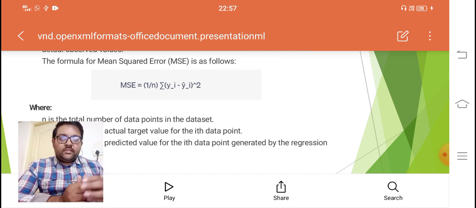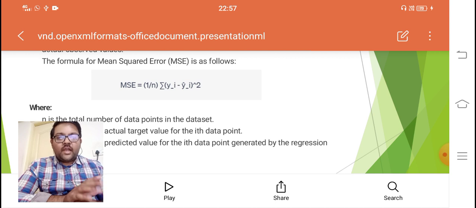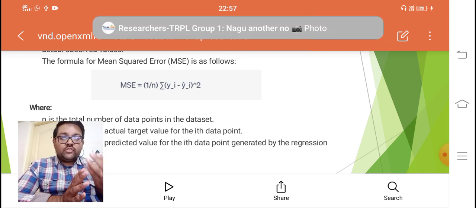We can see in this equation there is a summation of the difference between predicted output and actual output, squared, divided by the number of samples or elements. So it is the average and it is squared, so it is called the mean squared error.